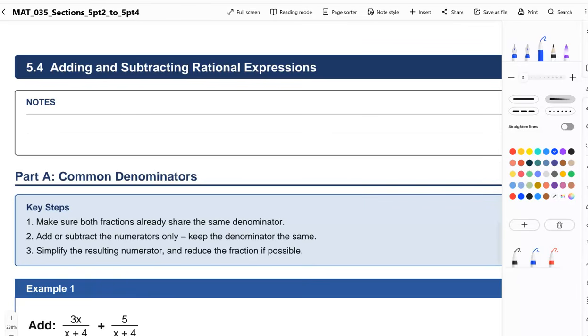In this video, we're going to talk about how to add and subtract rational expressions. So if I want to add or subtract rational expressions, I must have a common denominator. Once I have a common denominator, we're just going to add the numerators together, the numerators at the top. And always simplify.